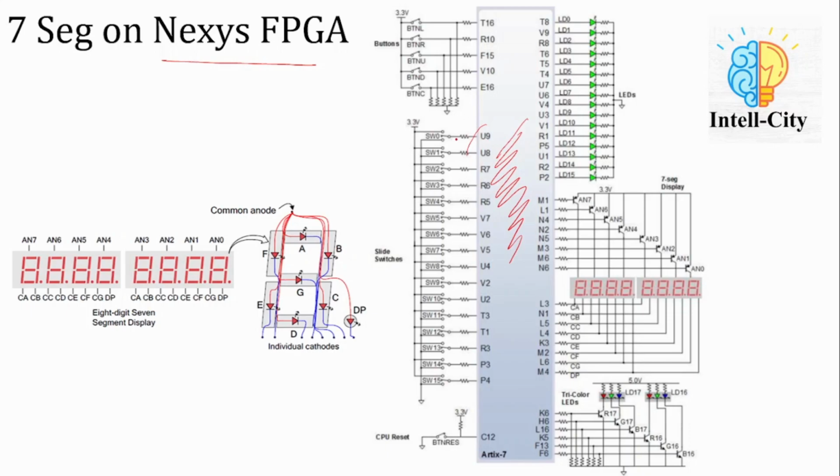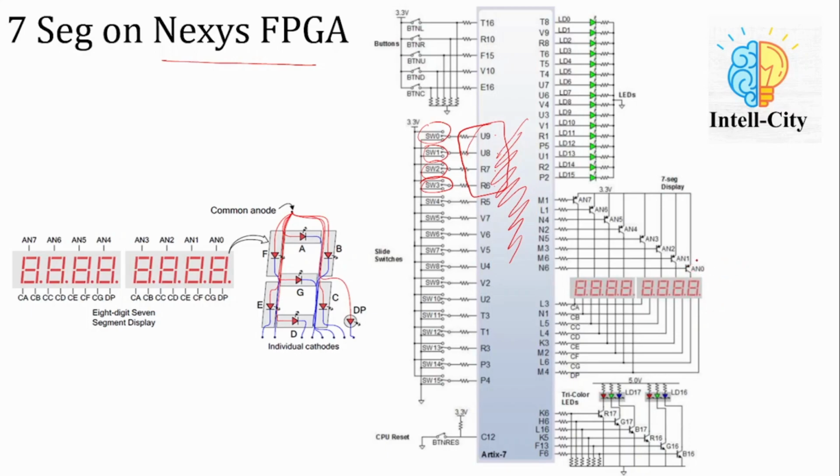These are the switches, switch number 0, SW0, SW1, SW2, and SW3. So we will use these four switches which are connected to U9, U8, R7, and R6 inputs. So we'll use these switches for input. And here is the 7 segment display. So we have eight 7 segment digits, and in our example, we will only use this one.